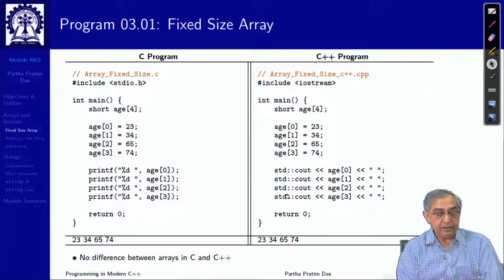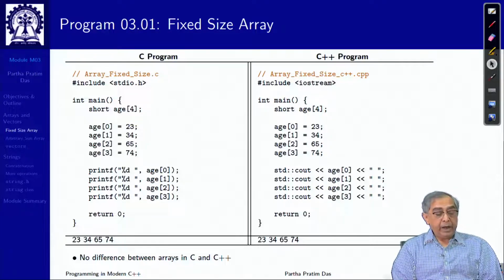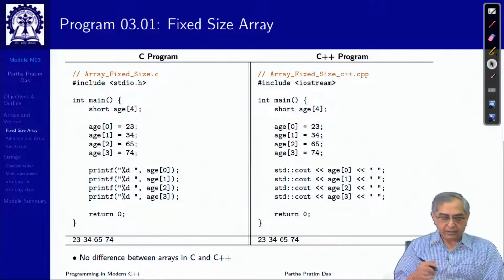So, first arrays. Here is a program which defines an array of length 4, that is 4 elements, and of type short. So, every number is short, and then it assigns values to different array locations and prints them one after the other. Now, this is a program which, if written in C++, remains the same. There is no difference of using fixed size array between C and C++, it is the same.